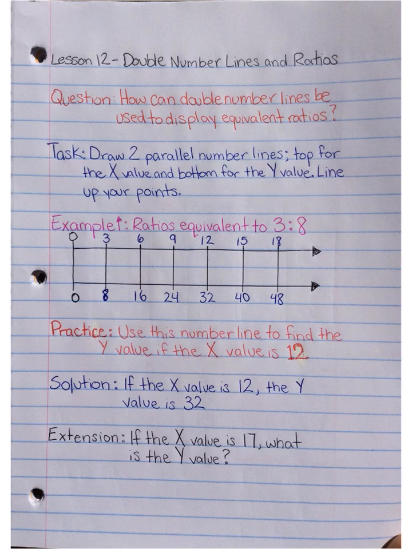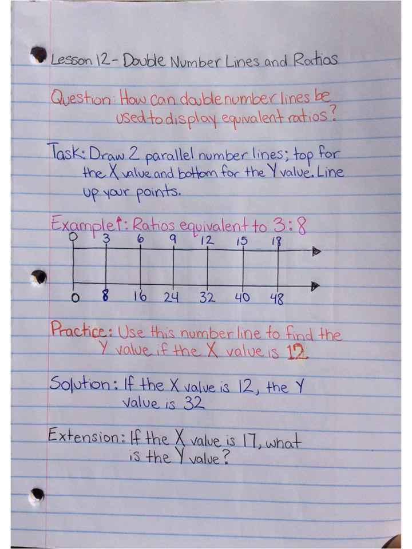So, in order to practice this, we're going to use the example of 3 to 8. We are going to draw a double number line and show ratios that are equivalent to 3 to 8. Since we're starting with 3 to 8, that has to be our first ratio on our number line. So everything starts with 0. Then our first mark along this x value line is going to be 3. And we just draw a line down, connecting it to our y line, and we're going to mark that with an 8.